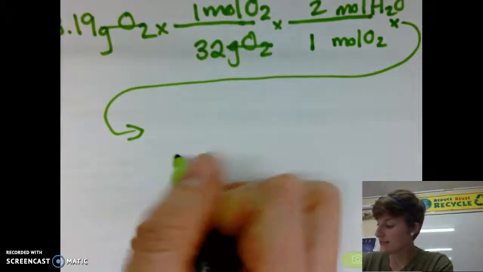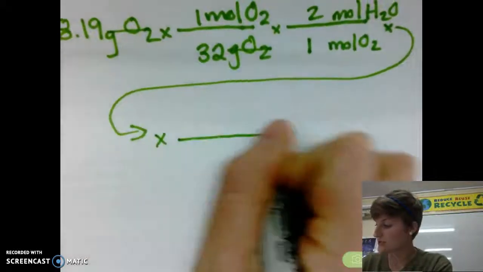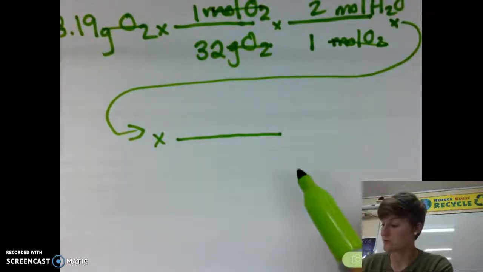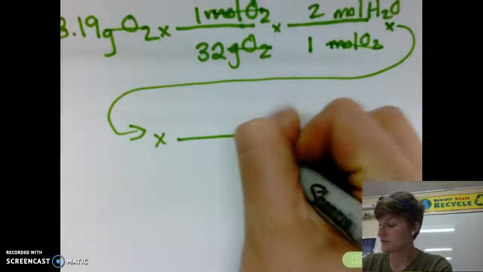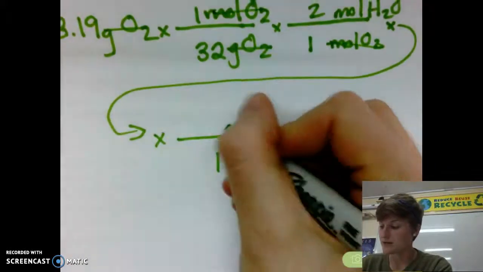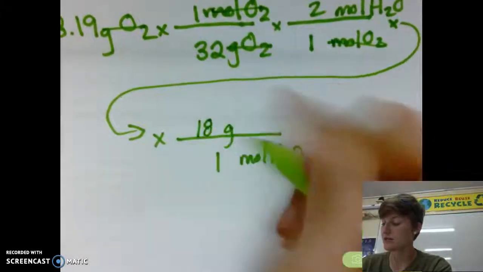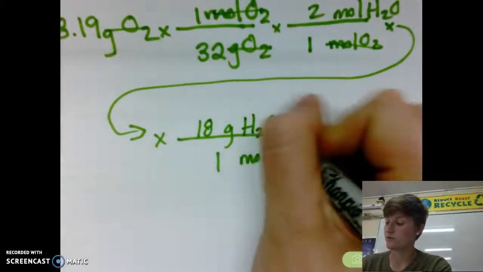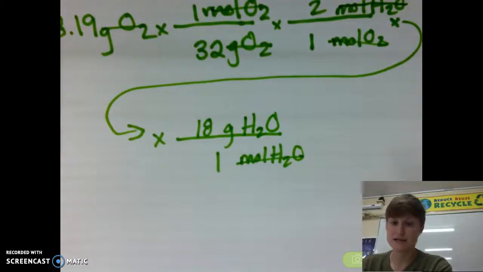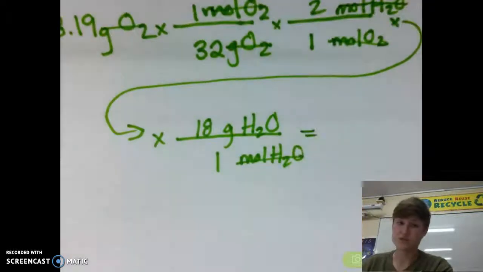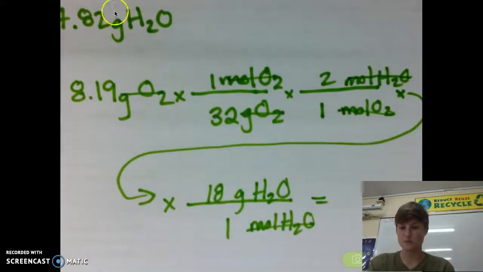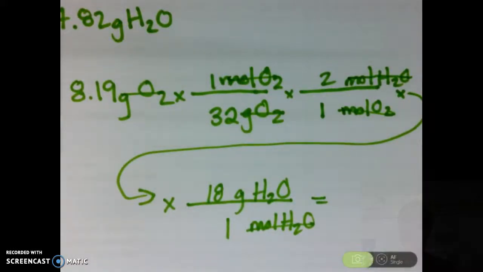And so then our last problem is going to need to cancel moles of water. Okay, so we want moles of water at the bottom. And so this is again a molar mass. And we know that 18 grams are in 1 mole of water. So that should cancel out our moles. Okay, now we can solve for it. So go ahead and plug this into your calculator. Let's see what we get.